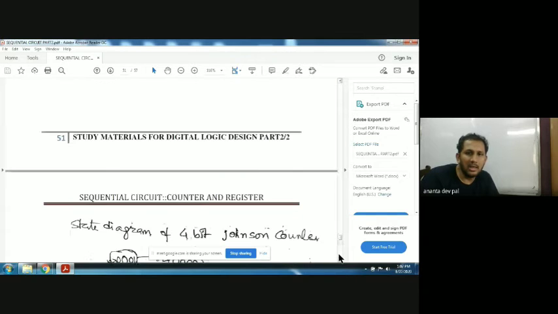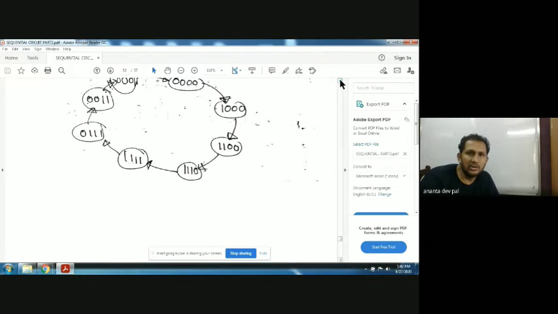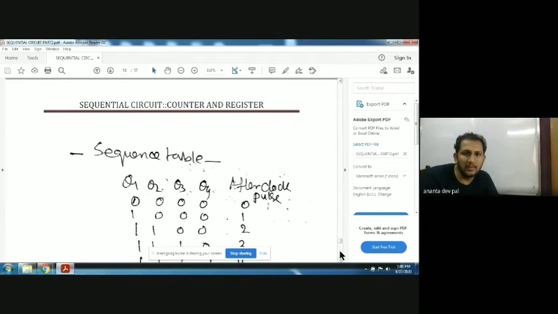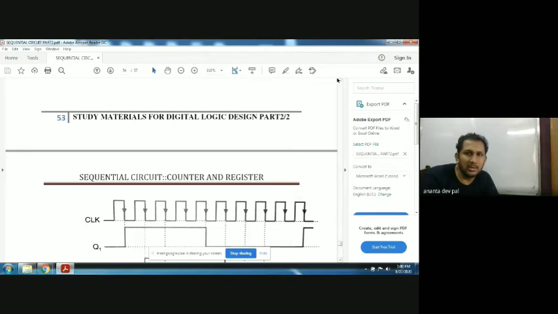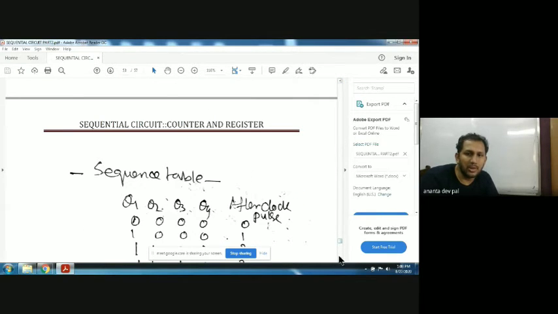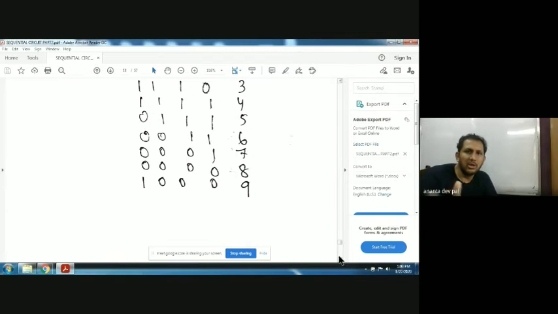Now the state diagram: initially 0 0 0 0, then the 1 moves, 1 0 0 0, then 1 1 0 0, the 1 is transferred, 1 1 1 0, then 1 1 1 1. Finally, because of the twist, the inverted output 0 is fed back, so 0 is incremented, and in this way it occurs. That is the twisted ring counter. You can design it with a sequence table. Initially it is 0 0 0 0, after the clock pulse a 1 is moved to the first position, then the 1 is transferred until all are 1, then it moves to 0, the inverted 0.